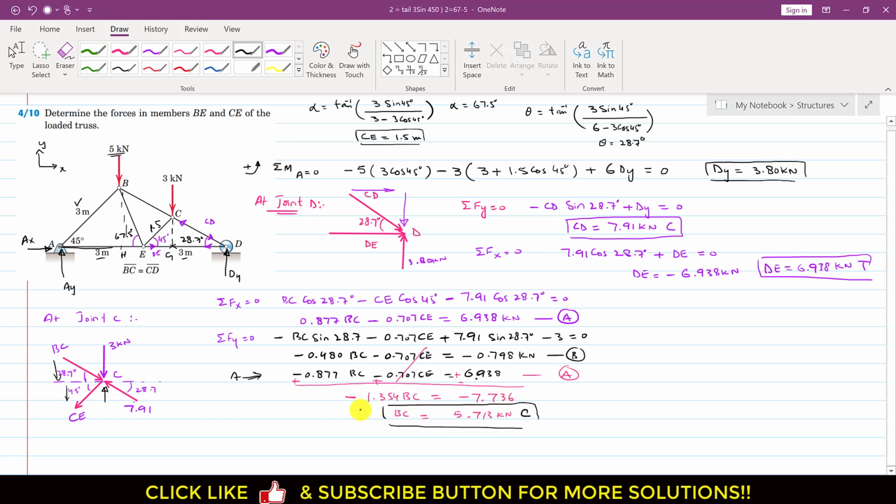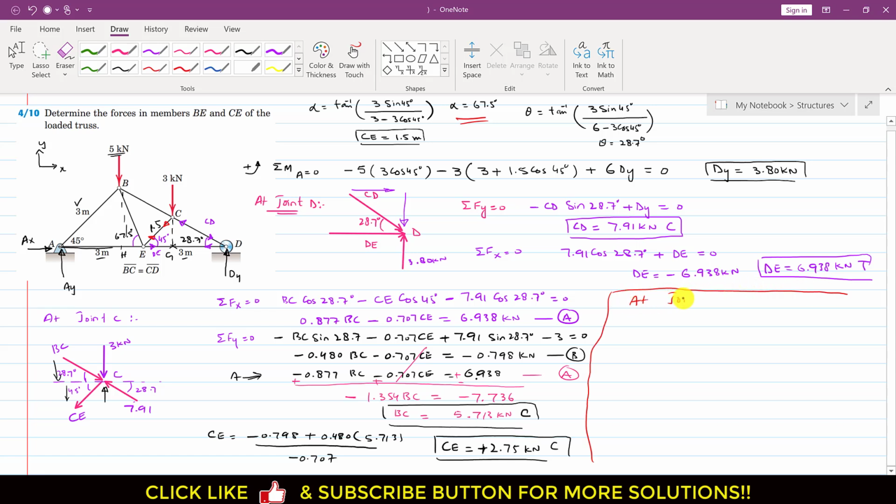Now if we substitute this BC value in equation B, we can find CE. From equation B, CE is equal to minus 0.798, and this will become positive on the other side, so we will write plus 0.480 into this BC, which is 5.713, and we will divide this whole by the CE coefficient, which is minus 0.707. So from this, CE equals minus 2.75 kilonewton. This means that the assumed direction of CE is not accurate, so CE is acting towards the joint. If we make it positive, this means that CE is acting towards the joint, and this is the compressive force.